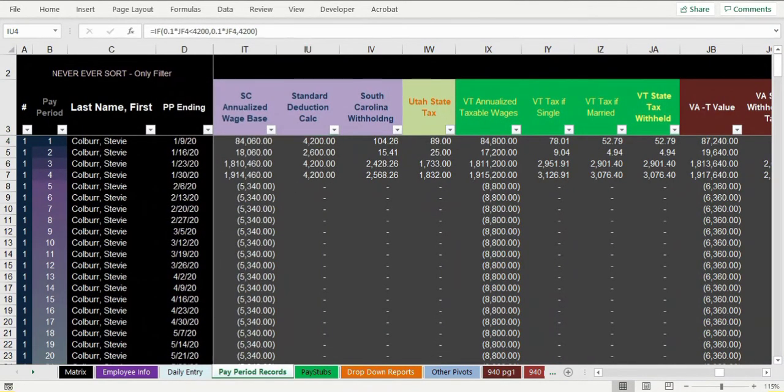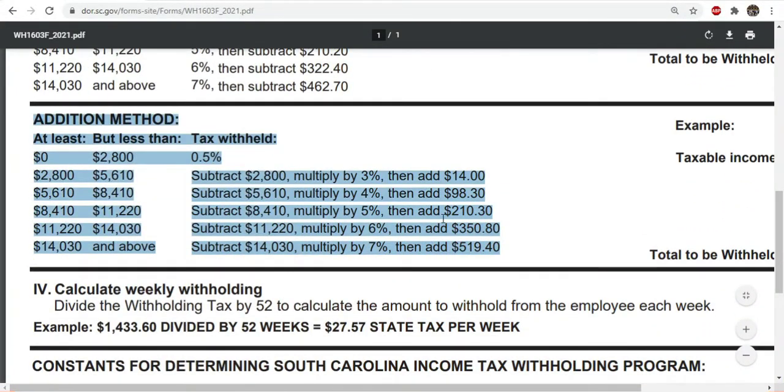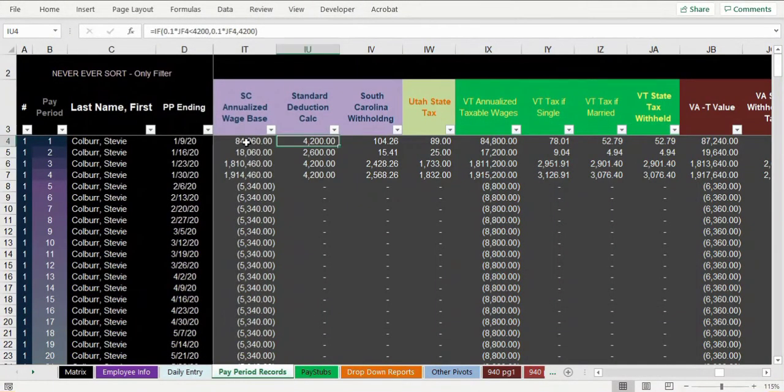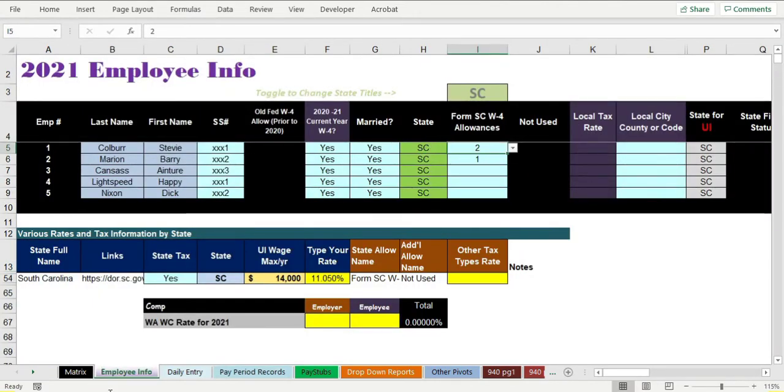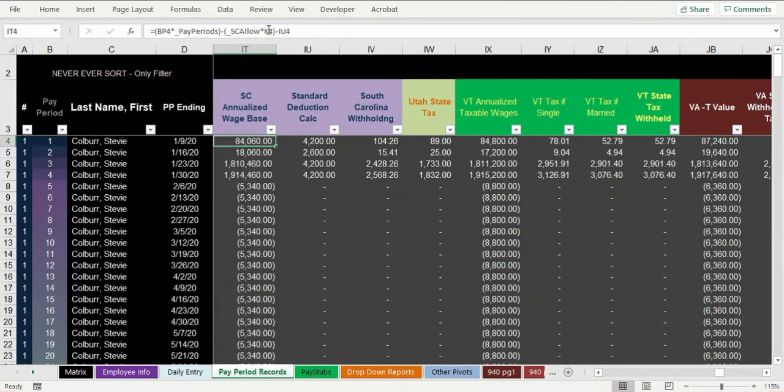You're going to annualize your wages. They have a little instruction here on how to do this, and you're going to end up using this formula right here when you figure out what your wages are. I'll show you how to do it. You take the gross pay for the period, multiply it by the number of pay periods in the year. We're doing a weekly file here, and when you annualize the wages, you multiply by the pay periods, then you subtract out the South Carolina allowances: the number of allowances they put on that South Carolina W-4, which is that number right here, multiplied by the South Carolina allowance amount, which is $2,670 per allowance. So you're going to subtract that out from the annualized gross pay that you just created.